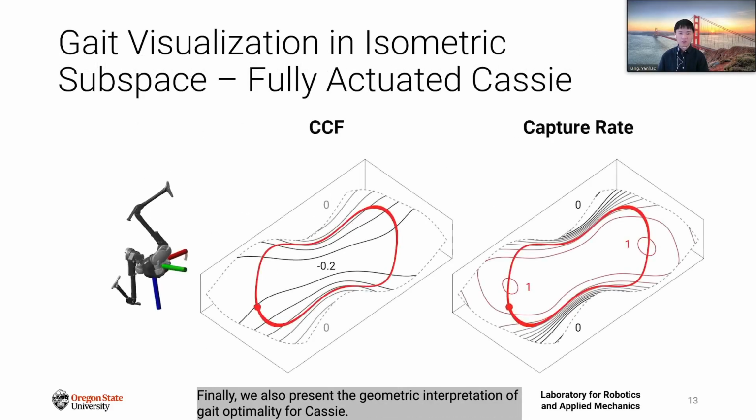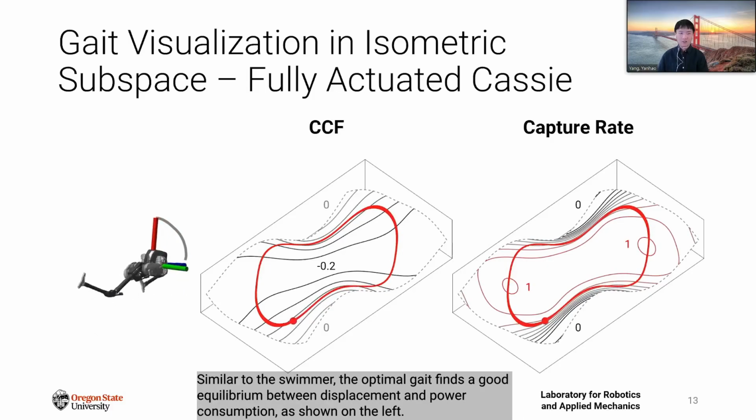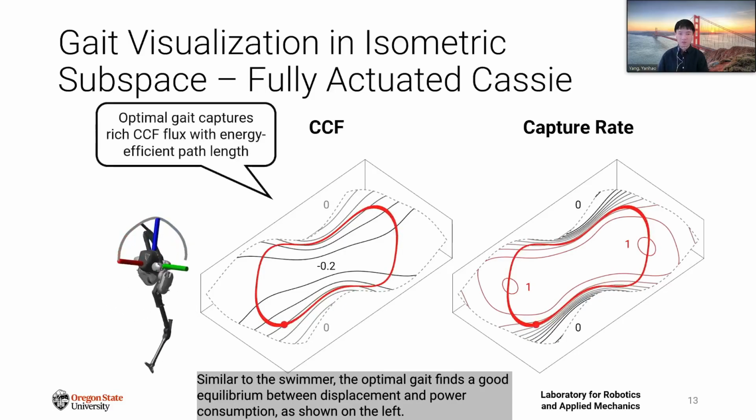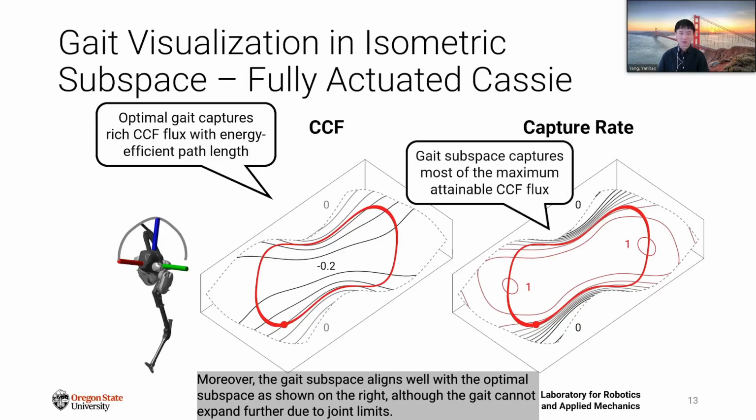Finally, we also present a geometric interpretation of gait optimality for Cassie. Similar to the swimmer, the optimal gait finds a good equilibrium between displacement and power consumption as shown on the left. Moreover, the gait subspace aligns well with the optimal subspace as shown on the right, although the gait cannot expand further due to the joint limits.